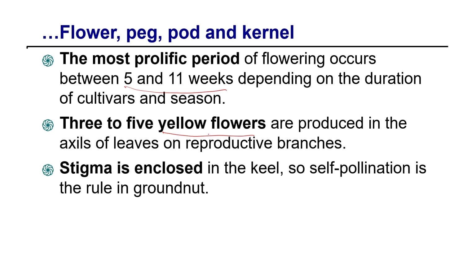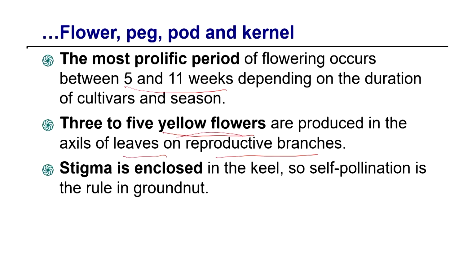3 to 5 yellow flowers. Remember the color of the flower of groundnut is yellow. 3 to 5 yellow flowers are produced in the axils of leaves on the reproductive branches. Stigma is enclosed in the keel, so self-pollination is the rule in groundnut. You must be knowing different kinds of petals which are available in this legume plant and groundnut. So two petals are keel.